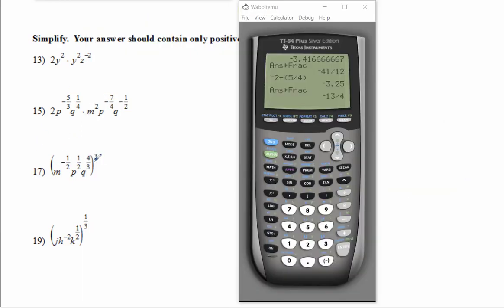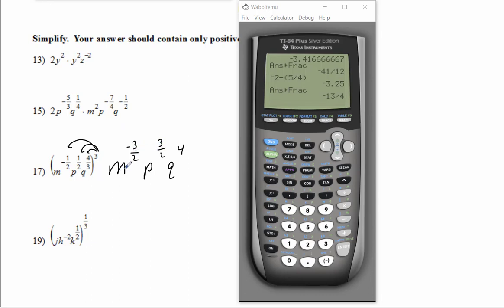17, now this is the distributive property of exponents. Think about that as power to a power. So I'm going to take these, multiply, multiply, and multiply. So on your calculator, you're going to multiply them. Well, -1/2 times 3, 1/2 times 3, and 4/3 times 3. Go ahead and do that now, and then hit play when you got it done. So that's what you get when you multiply them together.